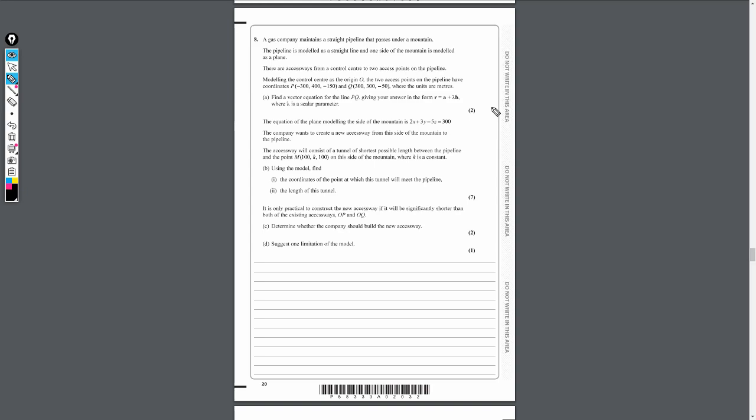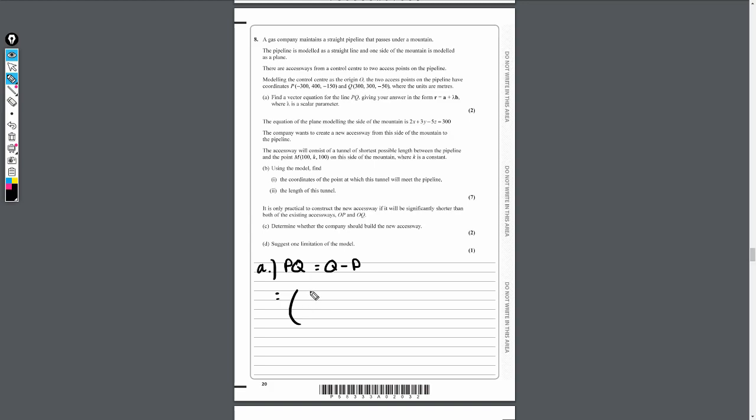So part A just asks us to find a vector equation for the line PQ, giving our answer in the form r equals a plus lambda b. So hopefully, as tricky as this question is overall, part A isn't too bad. Pretty standard, so part A. So we're working out PQ. Remember, we kind of work backwards, so for PQ this is going to be Q minus P, okay? Using these coordinates, so Q here and then P here. So if we do that, what will we get?